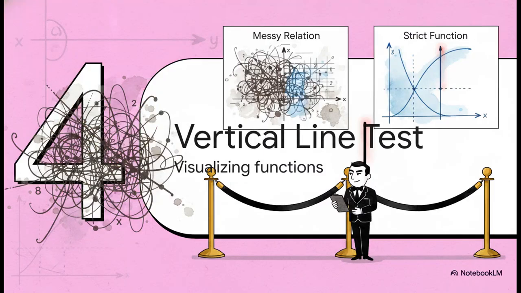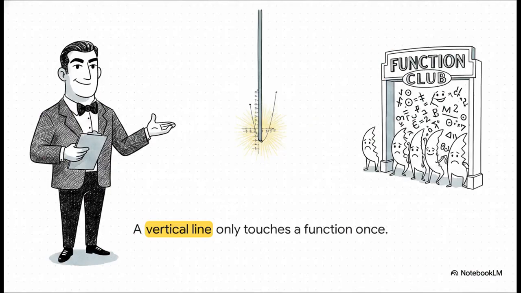Section 4. The vertical line test. Enter the vertical line test. You can really think of the vertical line test as the actual bouncer for the function club. So on this graph, we see a beautiful U-shaped curve, which is called a parabola. If you take a perfectly straight vertical line and sweep it across the graph from left to right, it should only ever touch the drawn curve at exactly one point at any given time.